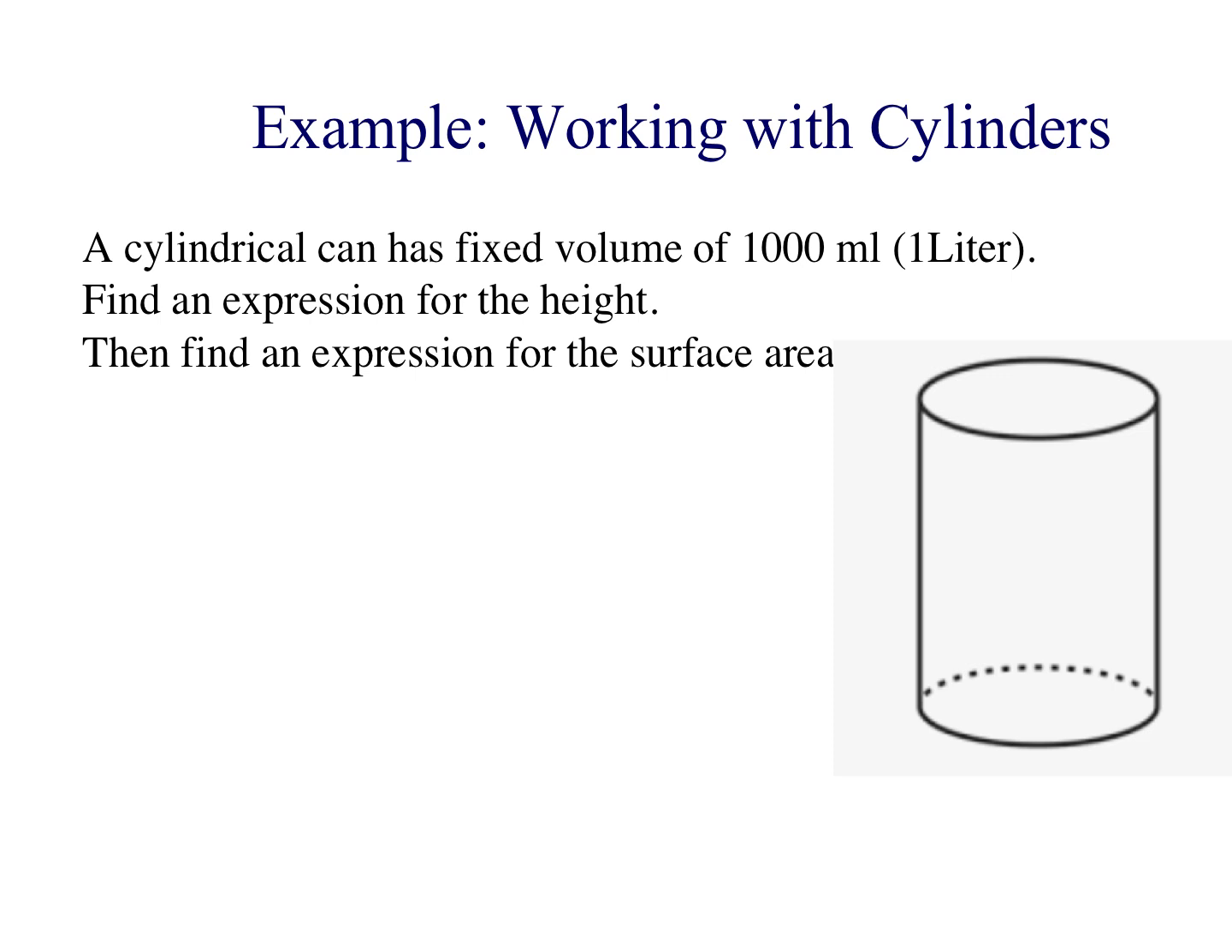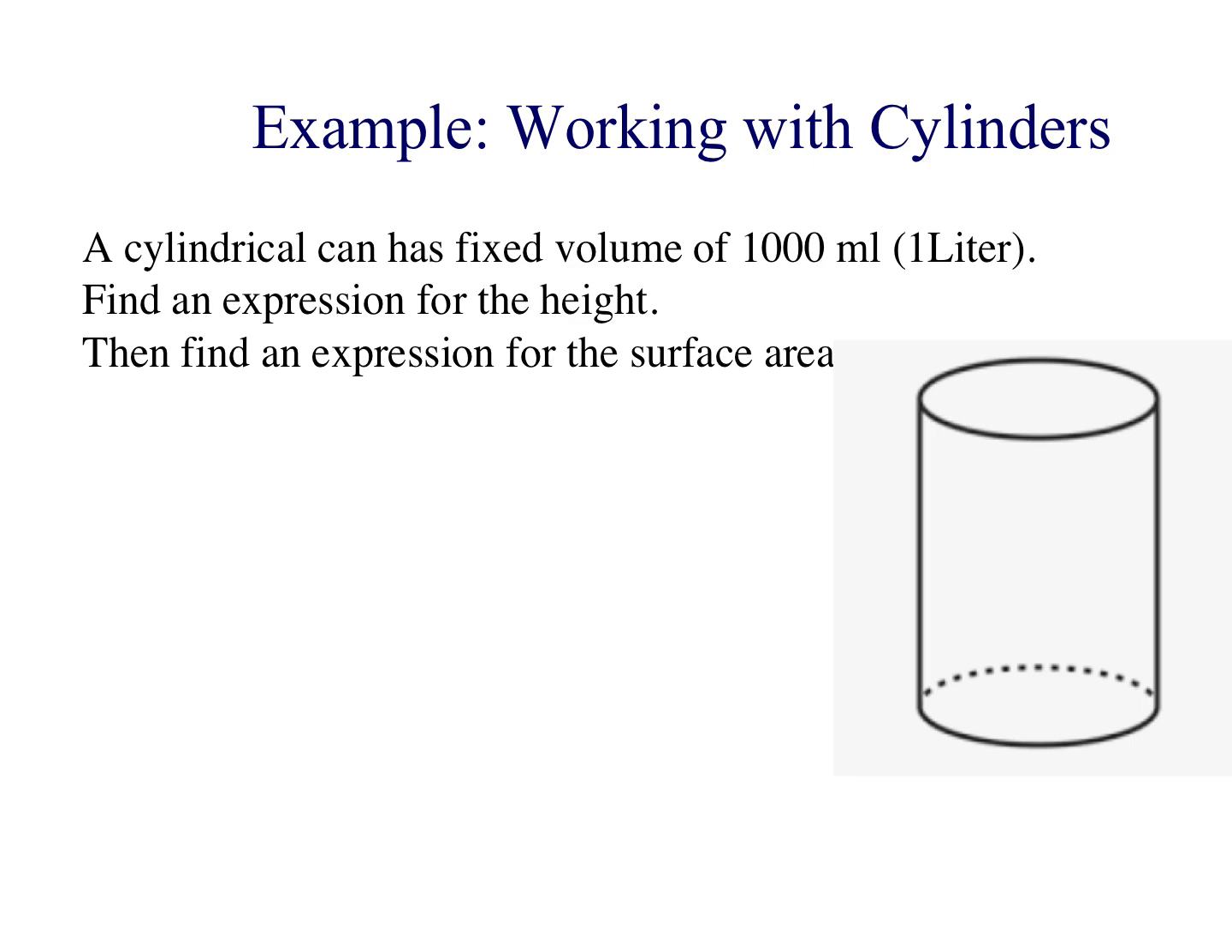Okay, a cylindrical can. This could be like a soup can, a Pringles can, anything that's cylindrical in shape, can hold 1,000 milliliters, which is the same as 1 liter. Find an expression for the height, then find an expression for the surface area. An expression means you're not going to find a numerical answer, you're going to find something that involves other variables.